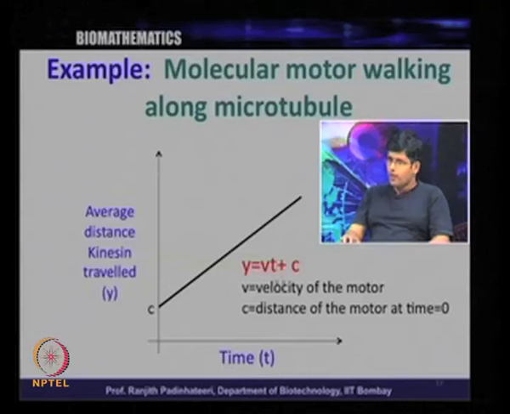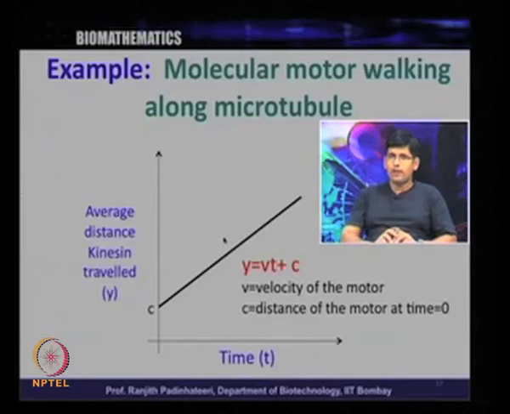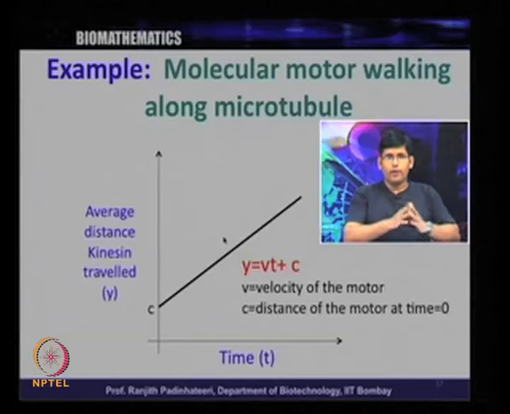And this equation is y equal to vt plus some constant, where v is the velocity of the motor and c is the distance of the motor. You have to keep in mind that this is not the instantaneous distance, but the average distance. What it means is that you do many experiments and look at the average value, and you will get a straight line.